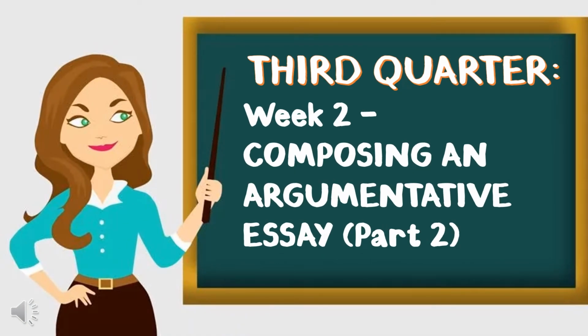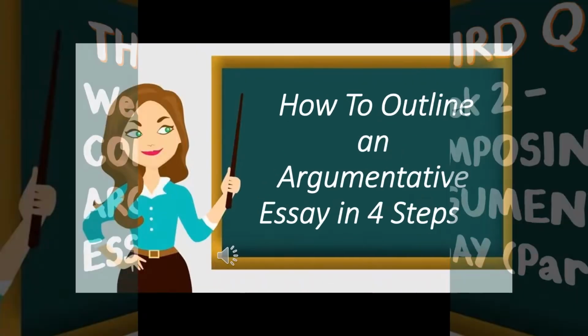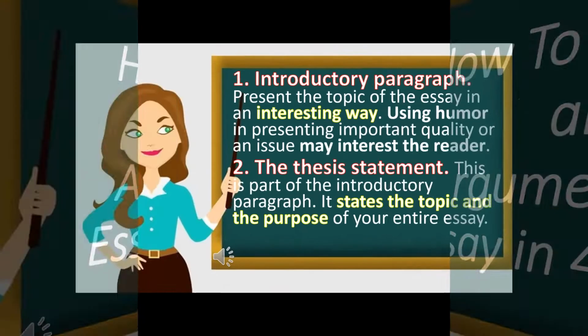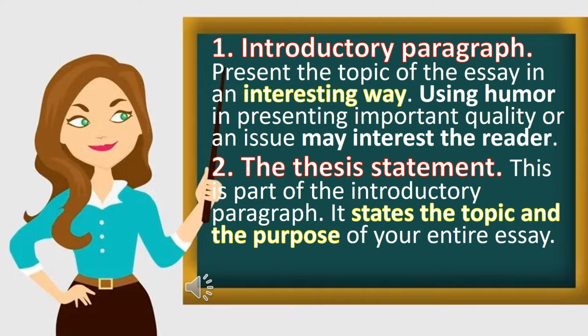We are still in the third quarter, week 2, composing an argumentative essay, part 2. How to outline an argumentative essay in 4 steps. A good argumentative essay should follow this structure. Number 1, introductory paragraph. Present the topic of the essay in an interesting way. Using humor in presenting an important quality or an issue may interest the reader.